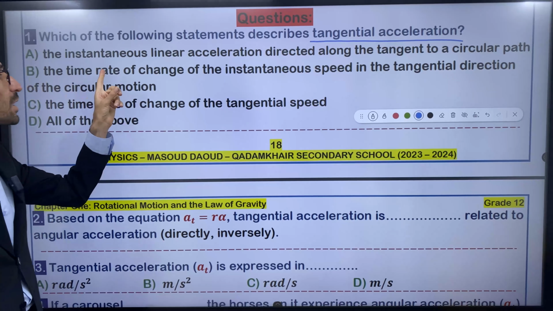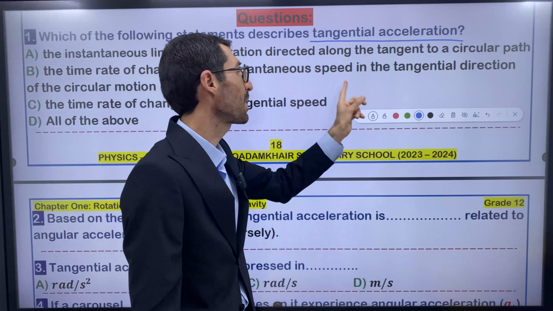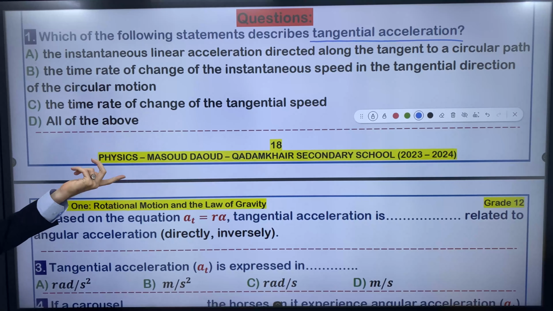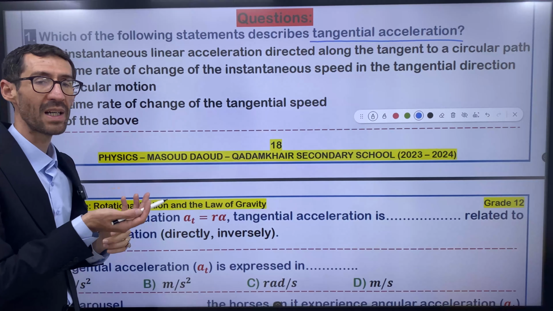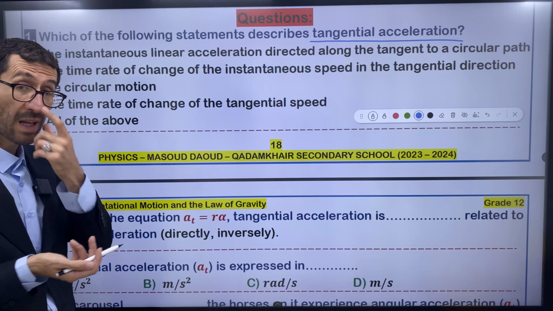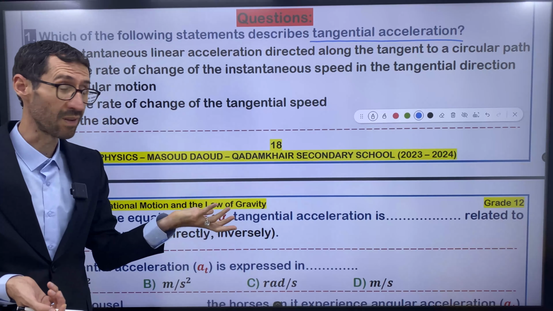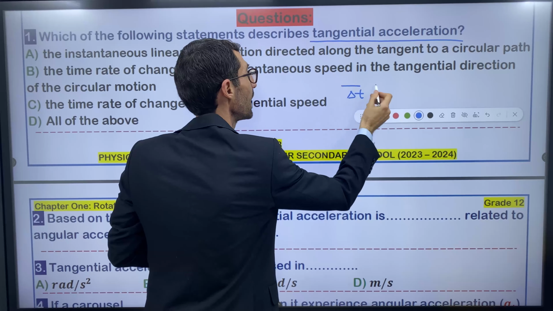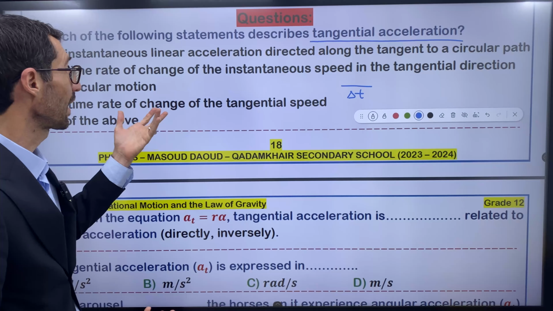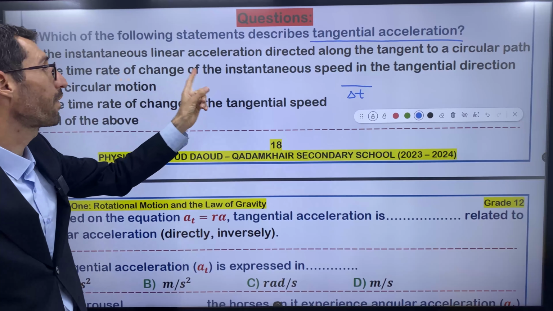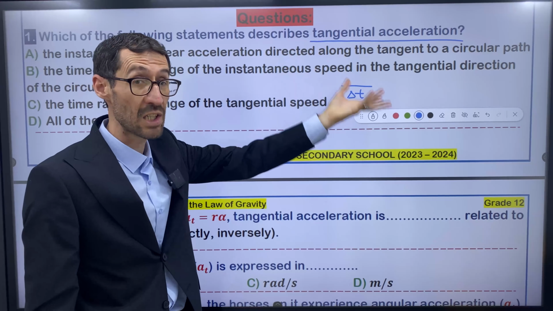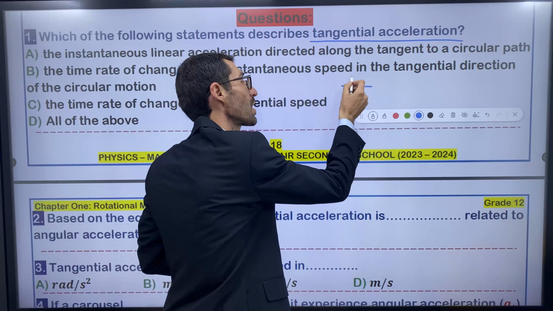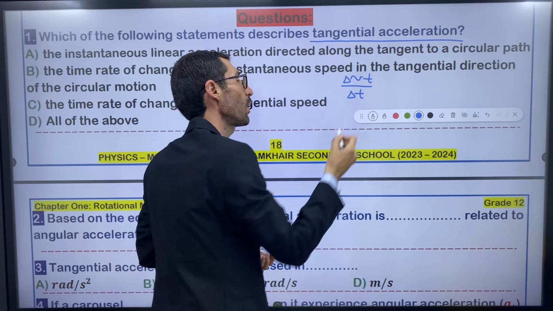B: the time rate of change of the instantaneous speed in the tangential direction of the circular motion. It's right. Time rate means divided by delta t, meaning the phenomenon is taking place during a time interval. I told you, the denominator is delta t. Instantaneous speed in a circular track means tangential velocity. That's why delta vt over delta t.